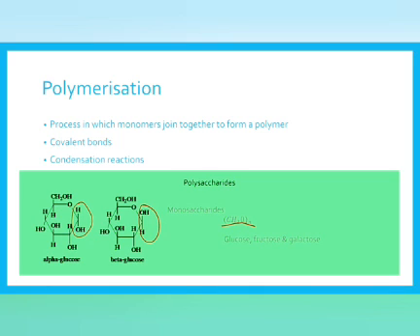Because of this, they have exactly the same chemical formula, and therefore they're both glucose, but they have a slightly different arrangement of atoms, and they're therefore called isomers, which means they have the same chemical formula but a different structure, and therefore have slightly different properties.